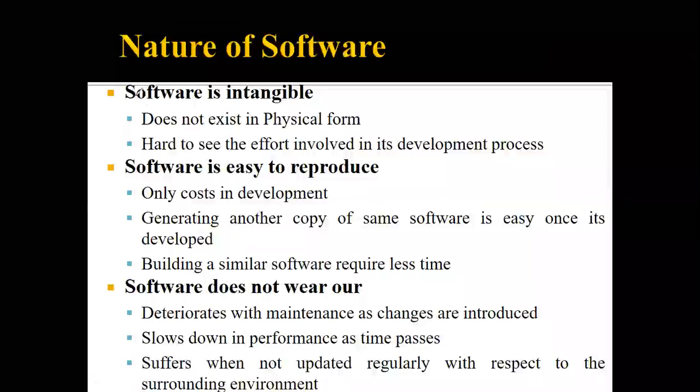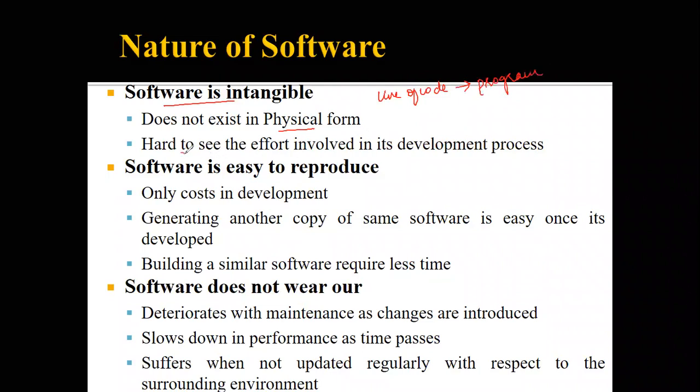Now, the first point is software is intangible. Within software is intangible, there are 2 points. Software does not exist in physical form. We very well know that software does not exist in physical form. That is, you do not have a physical thing where you're going to store the software. You can probably store it in a pen drive or a CD, but software is not present in a physical form. It is basically lines of code that are present within a specific program.